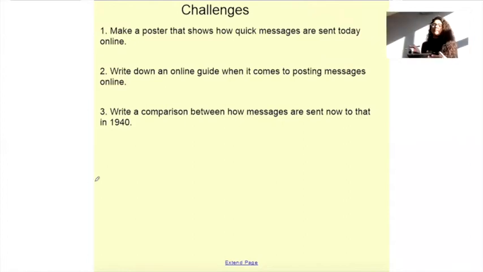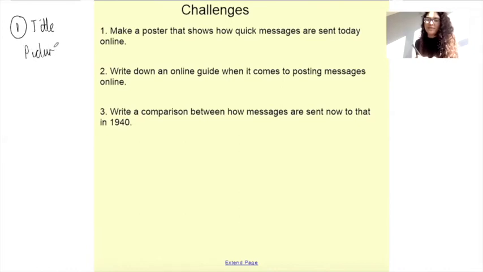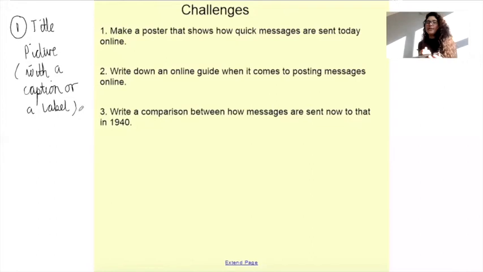So when we think about our poster, what do we need to include in our poster to make sure that it is as great as it can be? Let's have a little think. We should have a title. What else do you think we would need? Some sort of picture. And then I'd write in brackets, you would need a picture with either a caption or a label, just to tell us what that picture is for. What else would you need in your poster?